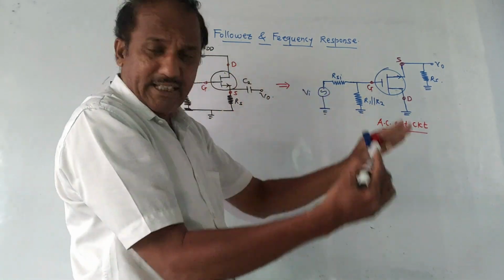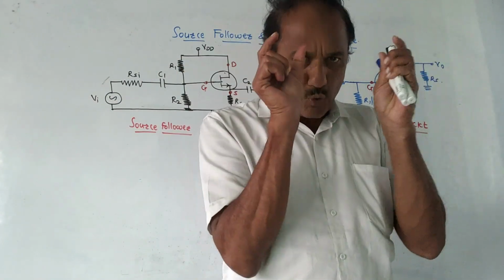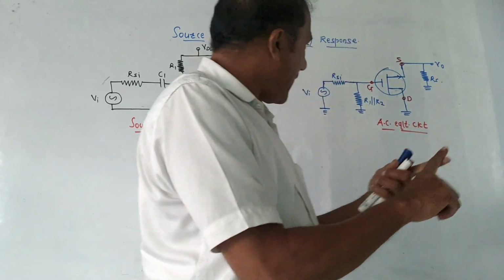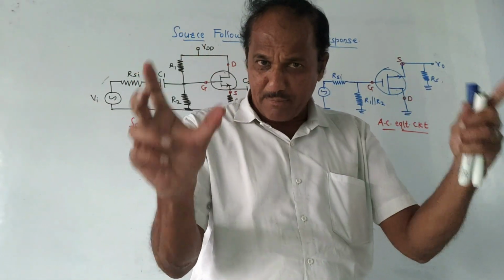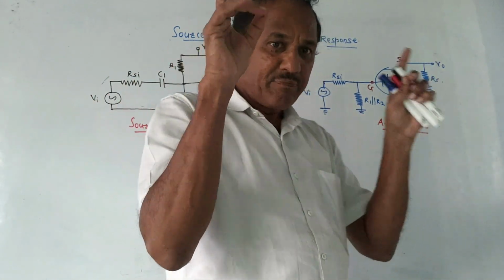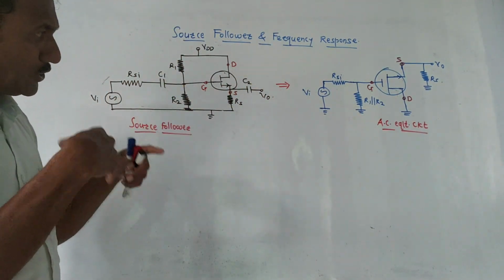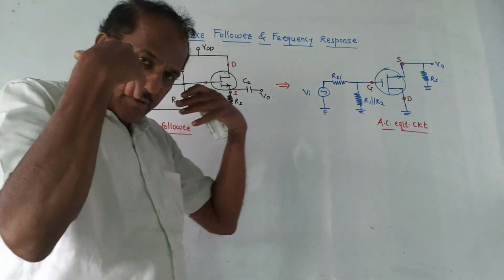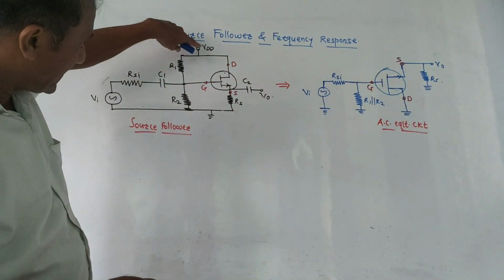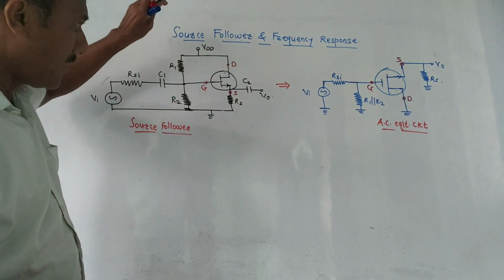अब इसका AC equivalent circuit कैसे ड्रॉ करना है? What we have learned in earlier session, to draw AC equivalent circuit, wherever capacitor is there, make a short circuit. मतलब जहां पे कैपेसिटर है वहां पे शॉर्ट सर्किट करना है, मतलब एक सिंपल वायर कनेक्ट करना है, and make all the DC sources equal to 0 or connect all the DC sources to the ground. तो यहाँ पे this is VDD, that is DC source.